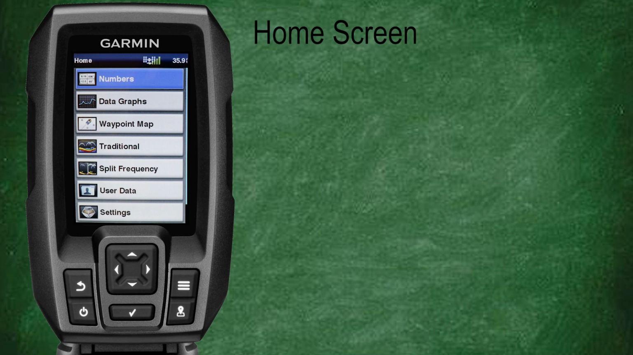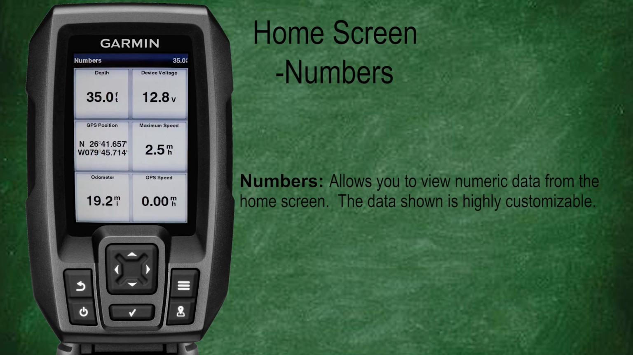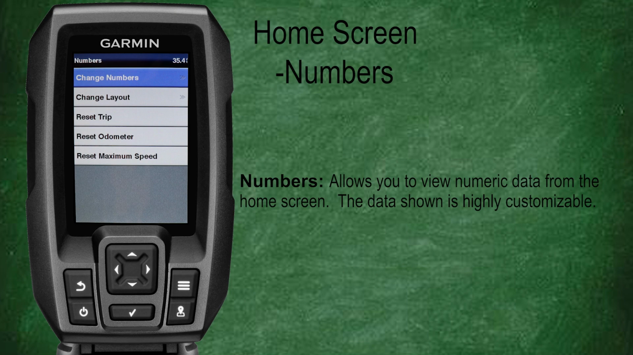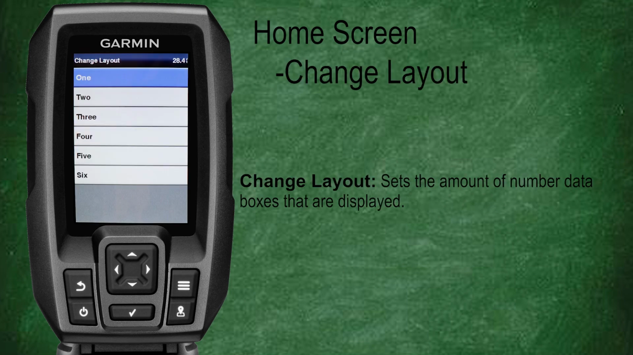Now we'll take a look inside the Numbers feature. As you can see, the Numbers feature is exactly what the name implied. It's a screen full of useful information and numeric values, and it's highly customizable to match your needs. Pressing the menu key, we'll see that we have menu options for our numbers screen. These include Change Numbers, Change Layout, Reset Trip, Reset Odometer, and Reset Max Speed. The first thing we want to do is scroll down and select Change Layout. Now you'll see the option to select a number between 1 and 6.